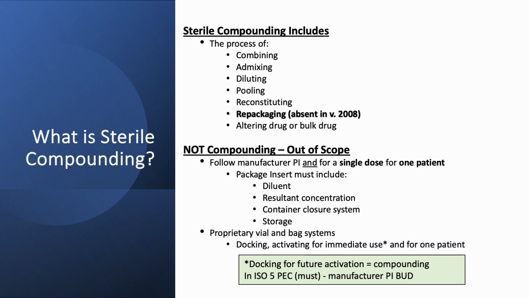Also, proprietary vial and bag systems, if docking and activating for immediate use and for one patient, this is also not considered compounding. But again, the key here is it's for immediate use and for one patient only. If docking for future activation, this must occur in an ISO 5 PEC and is considered compounding. However, when assigning a beyond use date, the package insert by the manufacturer can be referred to for that assignment of the beyond use date.